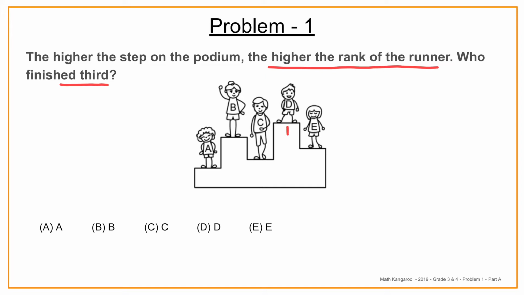D is number 1. B comes in second and E comes in third. So now we are left with C and A. So we have C as 4 and A as 5. So our question is, who finished third? E finished third. Answer is option E.